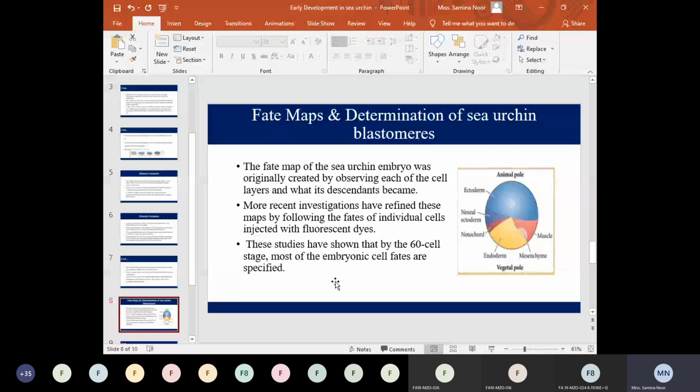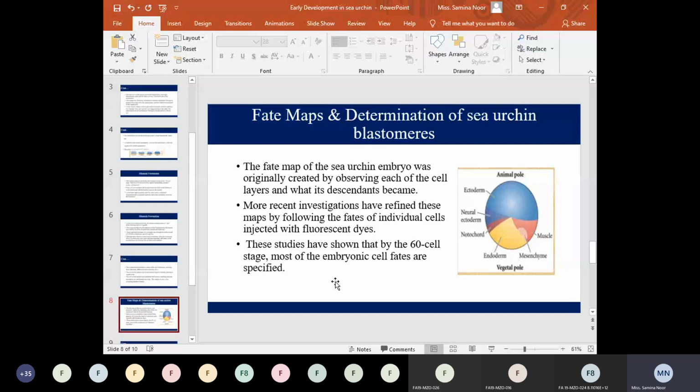ठीक है, but more recent investigations have refined these maps by following the fates of individual cells injected with fluorescent dyes. Nowadays, fate maps are designed by using fluorescent dyes or radioactive labelings. ठीक है, radioactive labelings and fluorescent dyes are used to develop the fate maps. Studies have shown that by the 60-cell stage, most of the embryonic cell fates are specified.